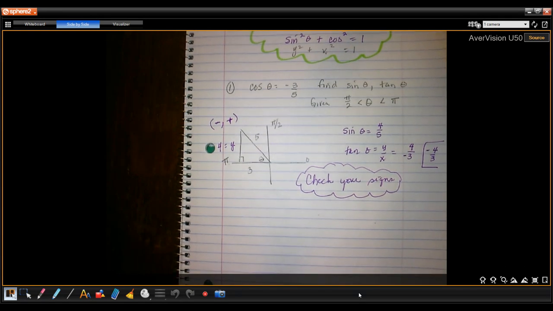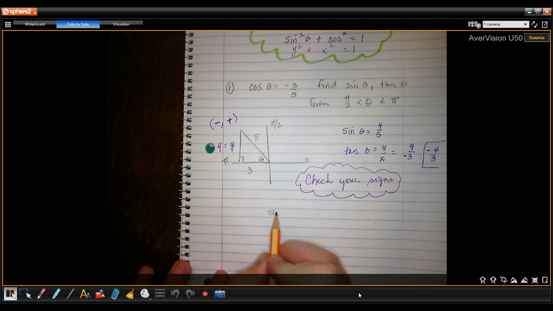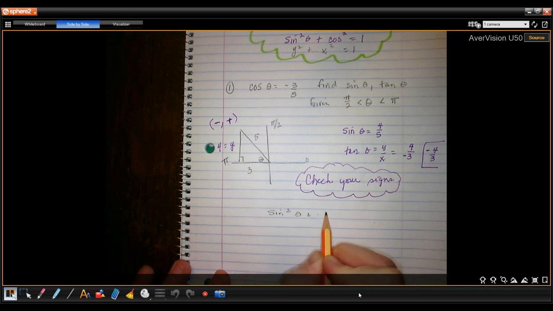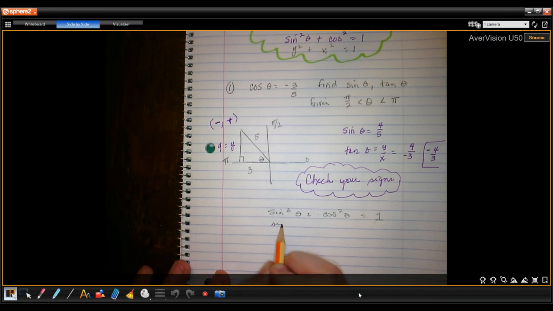Okay, let's incorporate the Pythagorean identity. The Pythagorean identity is going to be sine squared theta plus cosine squared theta equals 1. So what is sine? Sine is what we're looking for, right? So it's going to be sine squared. What I'm doing now is just another way. So this is another way.